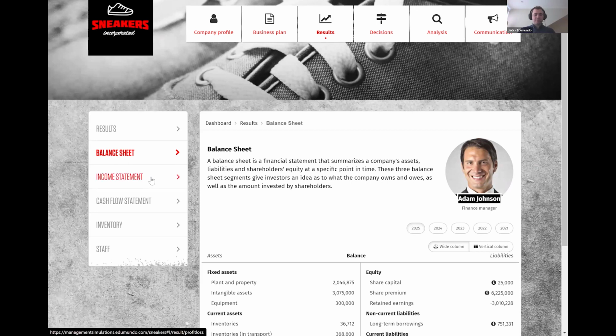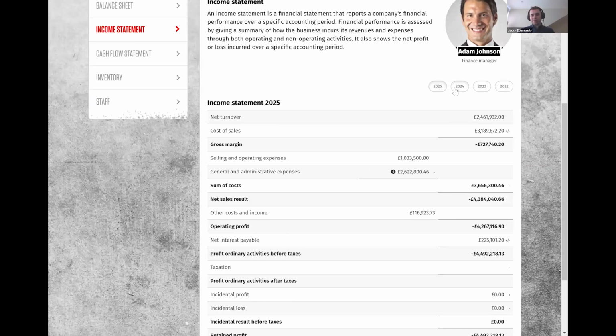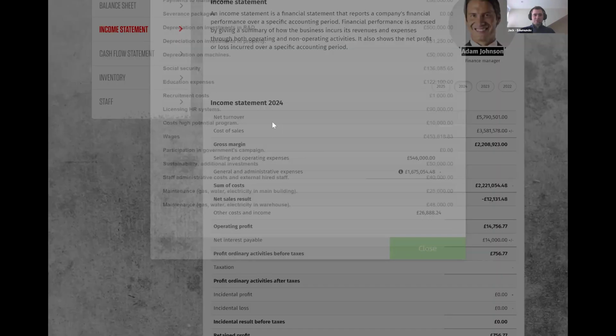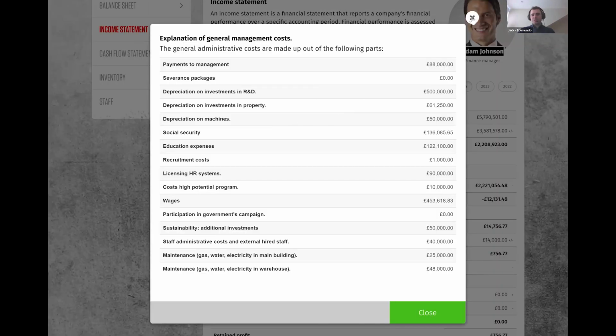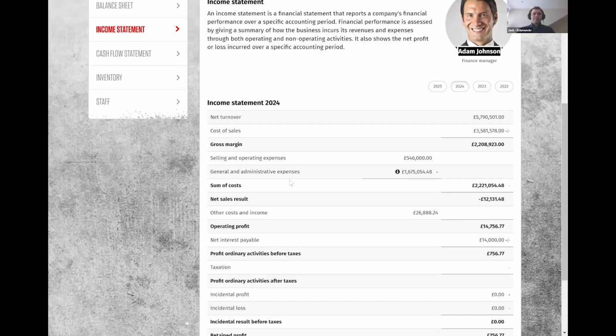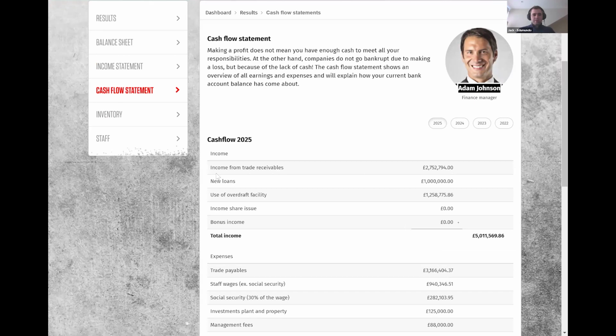But some other results you want to keep an eye on is, of course, your income statement to see whether or not you've made a profit or a loss. And if you click the little I under the general administration expenses, you will see a list of all of the costs at the moment for your company. And maybe you want to increase or potentially even decrease some of these costs based on other analysis that you've conducted. There is also a cash flow statement, and on this cash flow statement, you can take a look at all of your expenses. Again, similar to the income statement, but just in a little bit more detail as to where all your money is going.